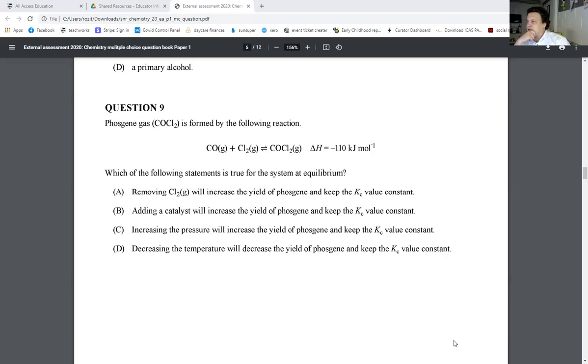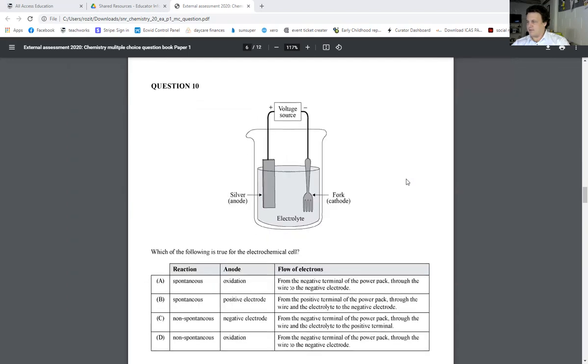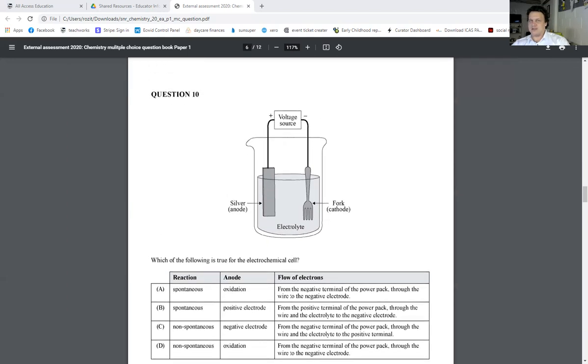So increasing the pressure. Which side has the most number of gas moles will be left. So increasing the pressure will push the equilibrium to the right to produce more of the product. Well done, Lucy. The Kc value constant is there to trick you. Ignore it. Okay, we've done one of these kind of questions.